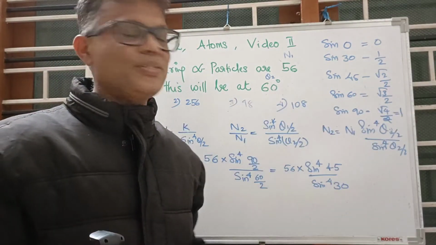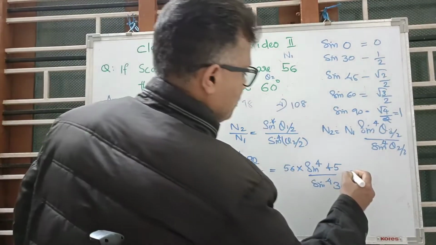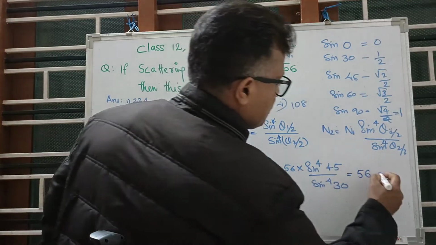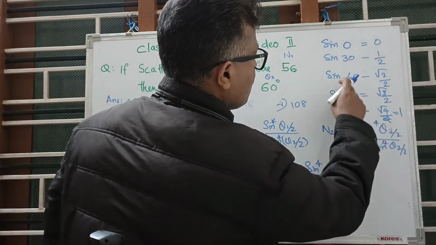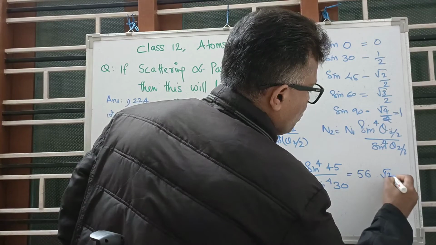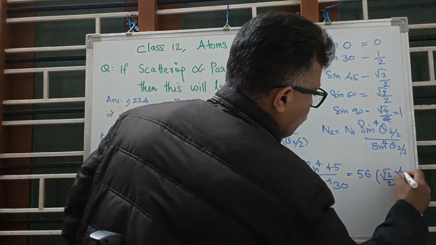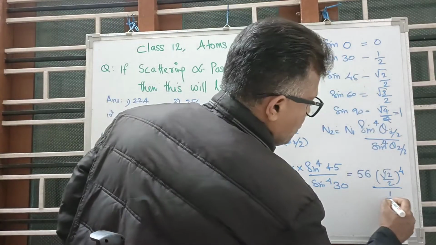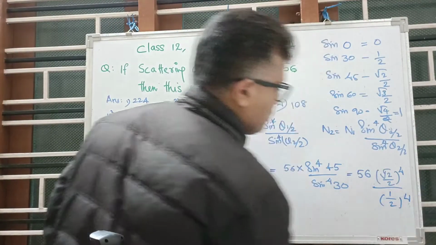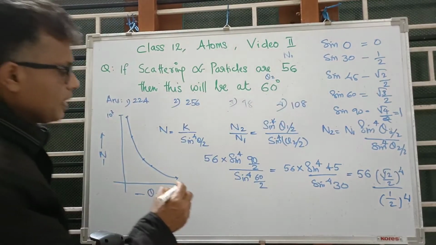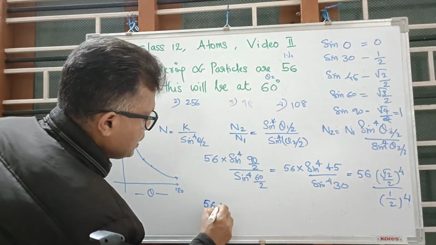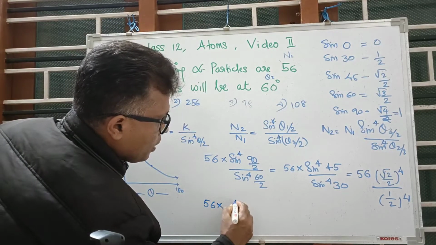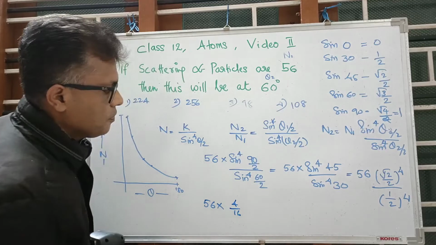Very easy. So I will put the values here now. N2 is equal to 56 into sine 45, which is root 2 by 2, raised to 4, divided by sine 30, which is 1 by 2, raised to 4. Clear, no? So we'll write it again here: 56 into root 2 by 2 raised to 4, divided by sine 30 raised to 4.